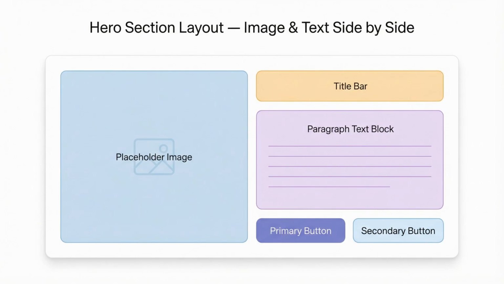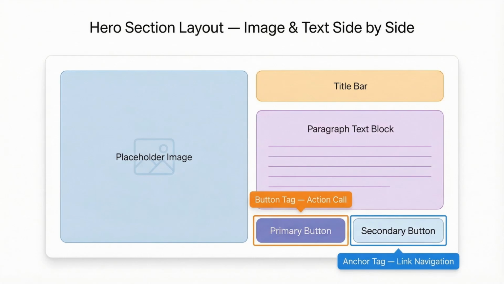Let's start with one of the most common web design patterns, the hero section. A hero section typically splits the screen into two halves. One side holds an image, and the other side holds your content, a title, a paragraph, and usually a couple of buttons. This split layout is what gives modern landing pages that clean, professional look.